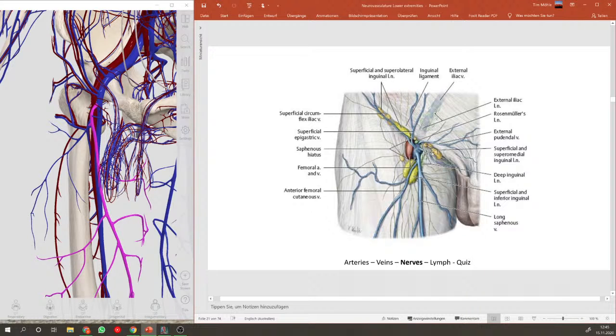Okay, cool. So here we have vena saphena magna, and it will drain into it, and it will also receive, for example, the superficial epigastric vein.